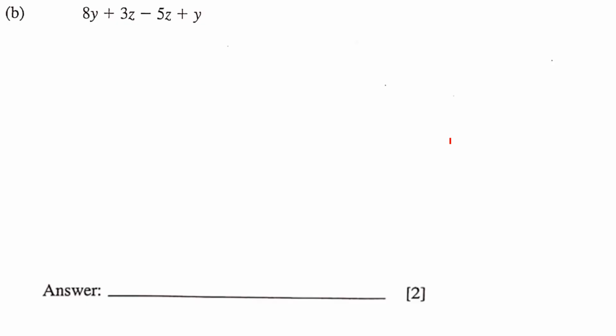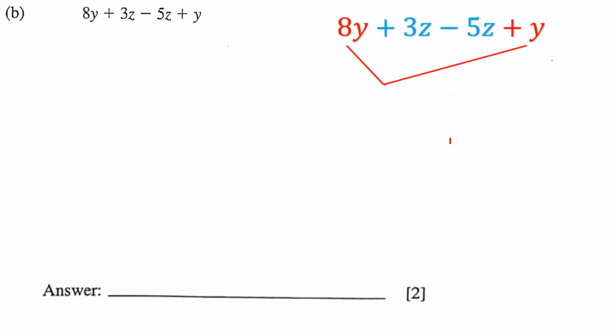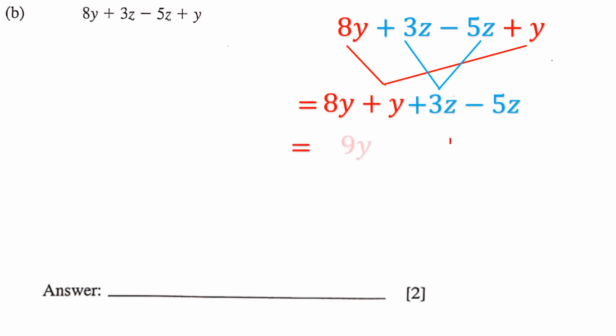Moving right along, we have B. We have 8y plus 3z minus 5z plus y. We collect like terms. So 8y and y, we collect those. And then 3z minus 5z, we collect them and bring them together. And so we have 8y plus y plus 3z minus 5z. And 8y plus y is 9y, because 8 plus 1 y, that's basically what it is. And then 3z minus 5z, well, that's going to be negative 2z. And so the correct answer here is 9y minus 2z.